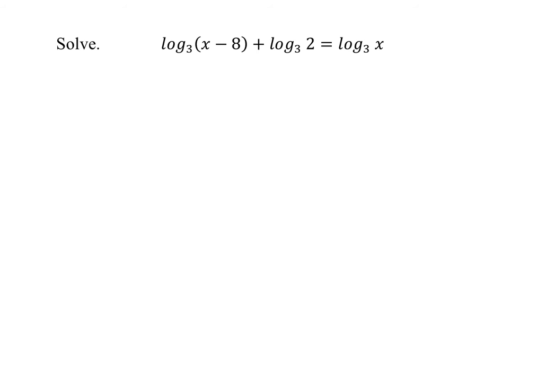In this video, we want to solve the equation log base 3 of x minus 8 plus log base 3 of 2 equals log base 3 of x. So first thing to notice in this equation is that we have a total of 3 logarithms altogether. And as we take a look at the 2 logarithms on the left-hand side, because they have the same base, we can actually use our log properties to condense these 2 logs into one.